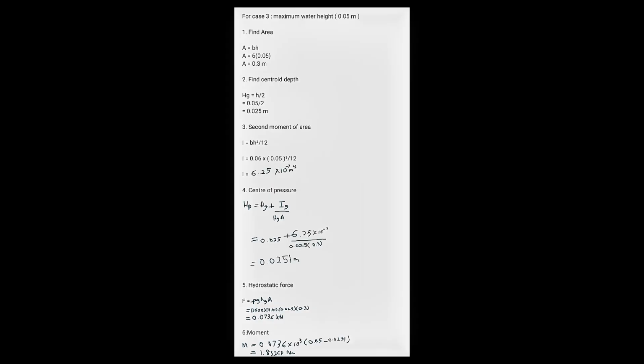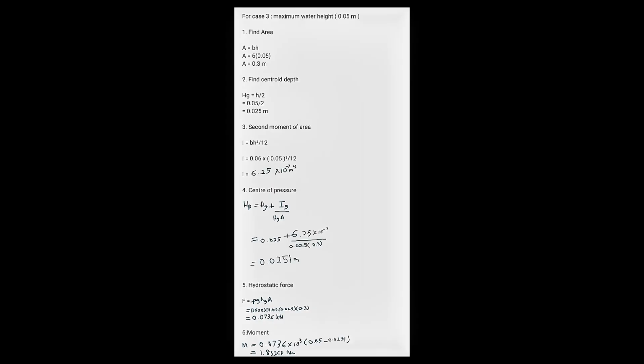What you need to do is to first find the area, then find the centroid depth and the second moment of area using I = bh^3/12, and then you need to find the center of pressure using hp = hg + Ig/(hg × A). Then you need to find the hydrostatic force using F = ρghA, and then you need to find the moment, and that is it.